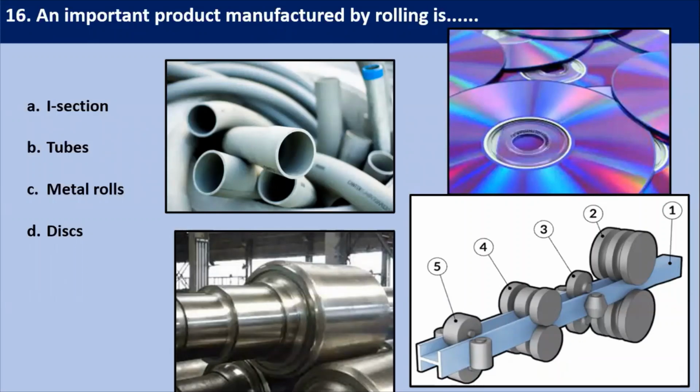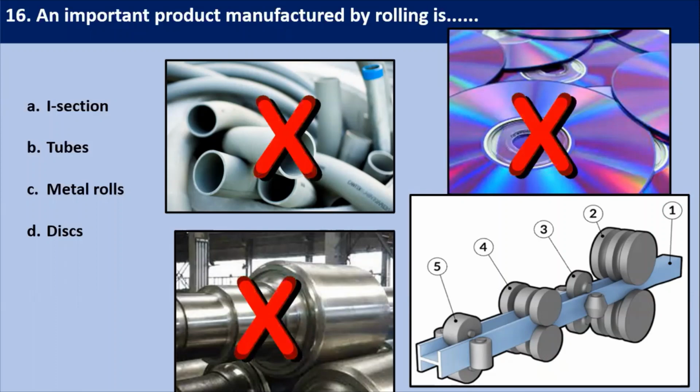An important product manufactured by rolling is... Now, in the rolling mill, we can't produce tube-like parts. We can't produce metal rolls or discs either. But in the rolling process, we can produce the I section. This is called an I section beam. And that's why our answer is A, I section.